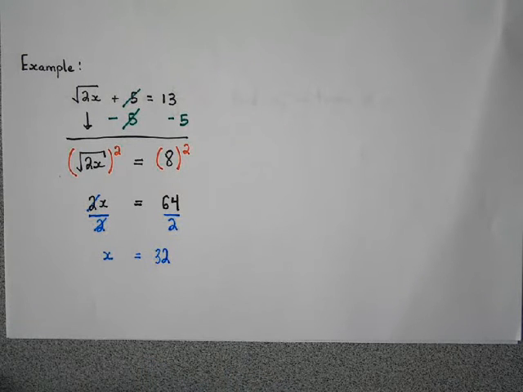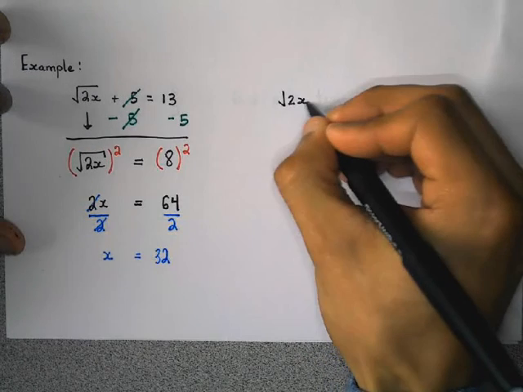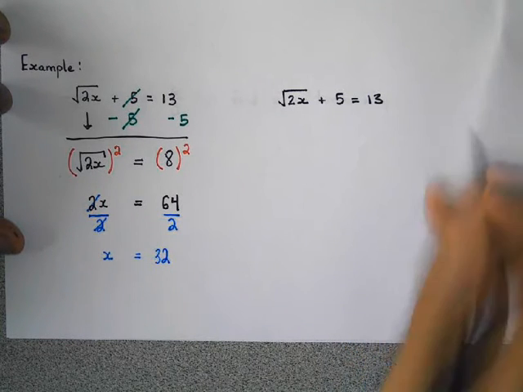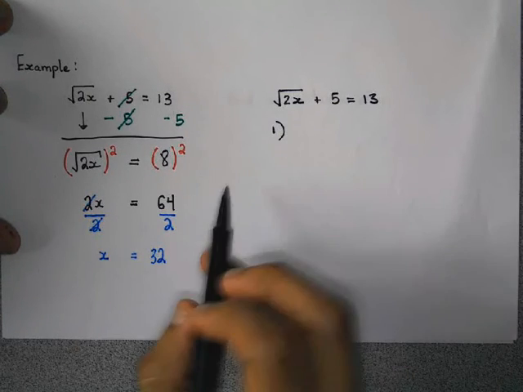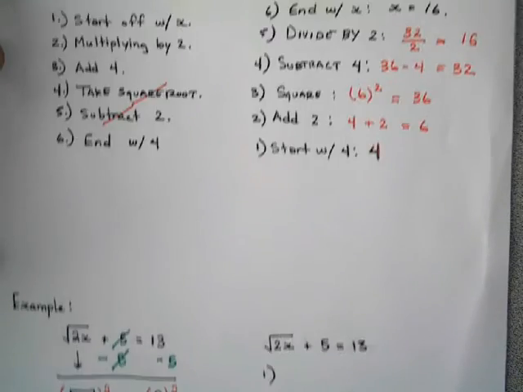So x is 32. Now again, you could have done this the other way. You could have listed out everything. So we had the square root of 2x plus 5 equals 13. Now I'm not going to go through this whole process, but I'm going to write down some things here and just show you that what we did here is the same thing that we did in the previous example.